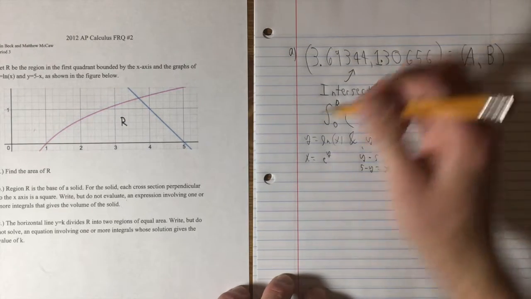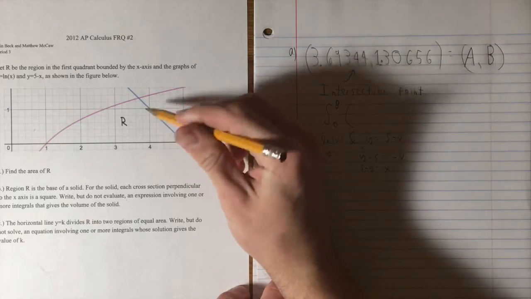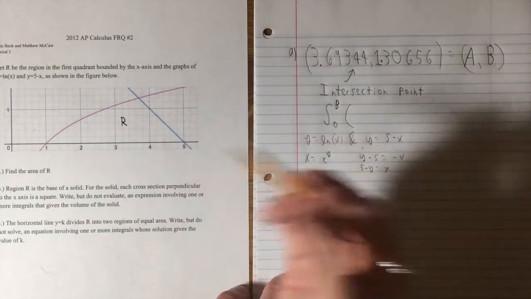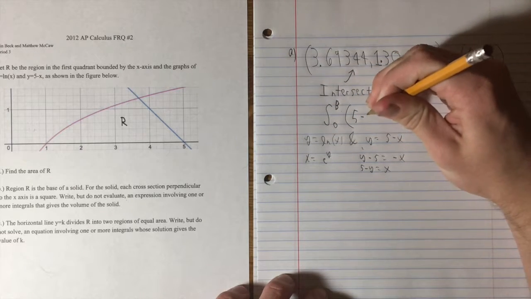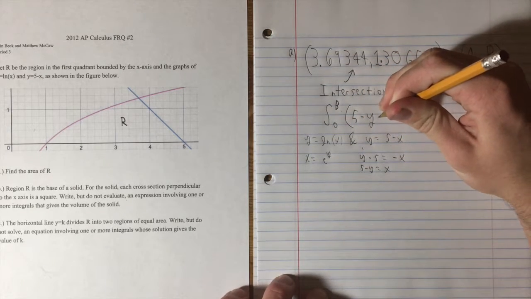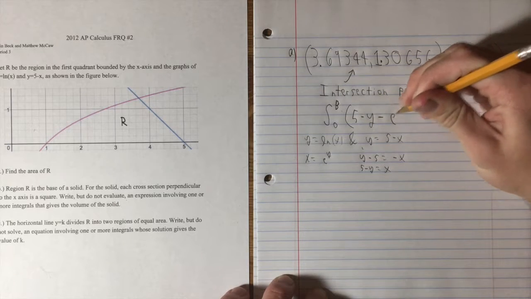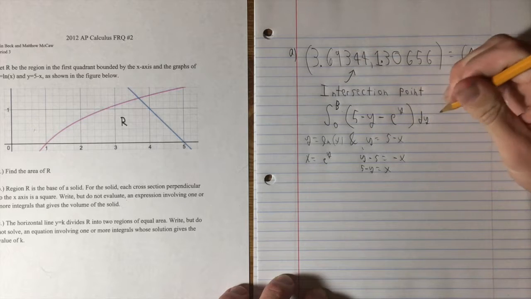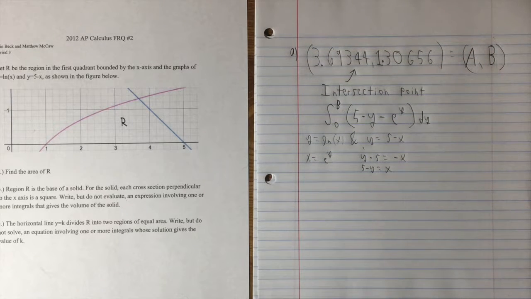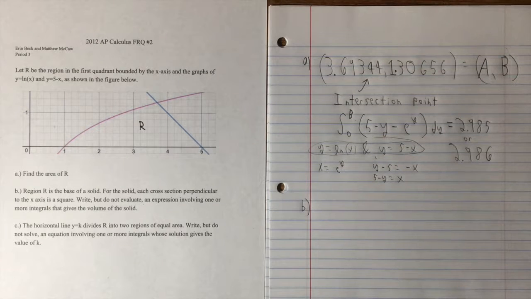Now that we have those two equations, we can plug them into our integral. We're going to use the outer limit first, which is this line right here, y equals 5 minus x, or x equals 5 minus y. So we'll say 5 minus y. Then we'll go minus the inner limit, which is e to the y. Then, of course, dy. You can just plug this into your calculator, and you should get 2.985 or 2.986.